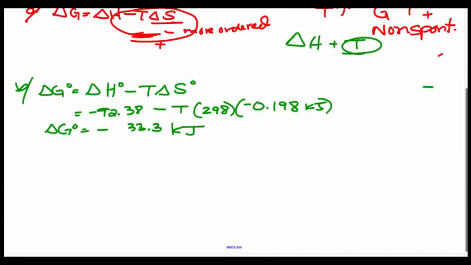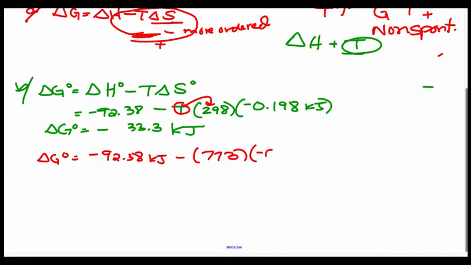When you look at the next temperature, I'm going to solve the same thing. Delta G naught is going to equal negative 92.38 kilojoules minus my T, which is 773, times 0.198 kilojoules, and I get a delta G naught of 61. So I definitely became more positive as my temperature increased.